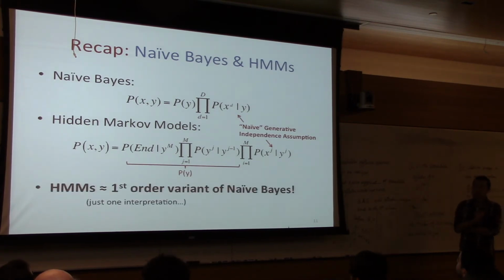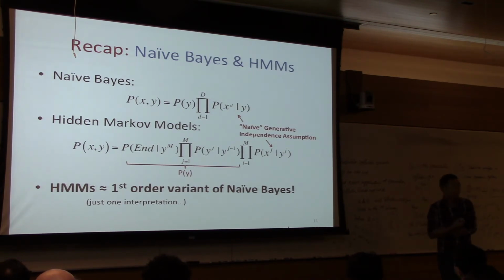Right? So you could think of HMMs as a first order sequential variant of naive Bayes. Is there supposed to be an I in the last? They're both J. Oh, I'm sorry, this should be a J. Yeah.